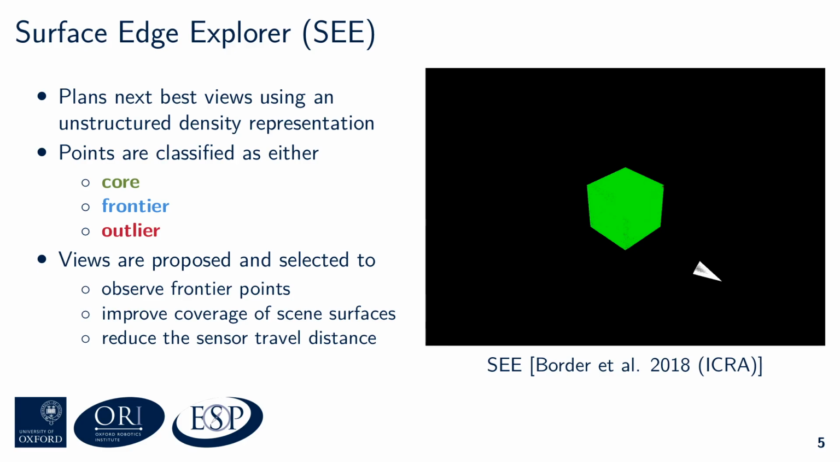A view is proposed to observe each frontier point and expand the boundary of fully observed surfaces. Next best views are selected until there are no remaining frontier points and the scene has been fully observed. They are chosen to reduce the travel distance from the current sensor position. Our work on SEE was presented in a conference paper at ICRA 2018.